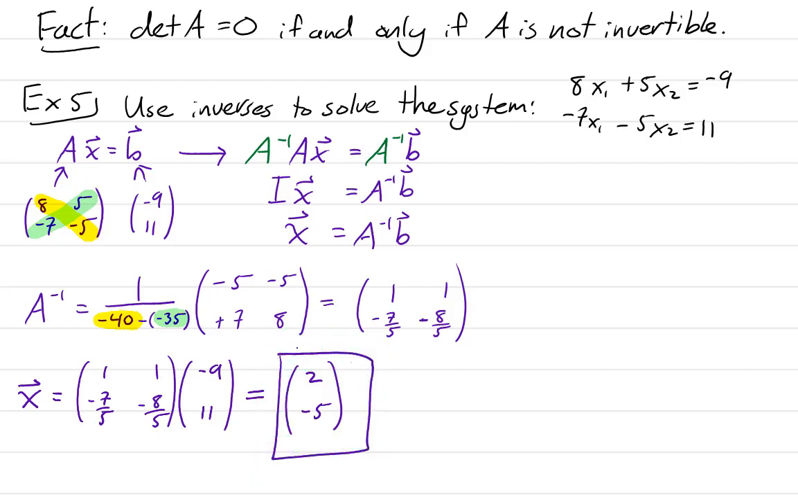And you can check that with x1 and x2 really quick. You'll get 16 minus 25 is -9. That works. And -7 times 2 is -14, plus 25 is 11. That sounds right.